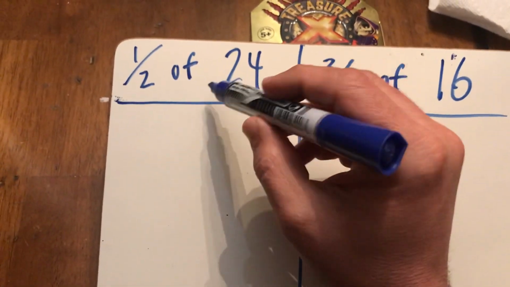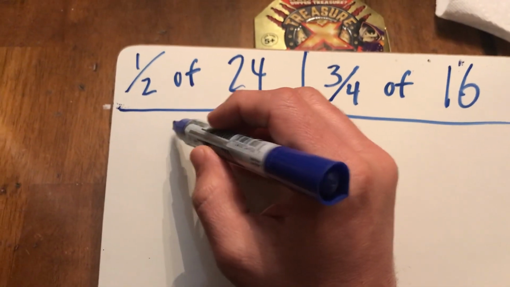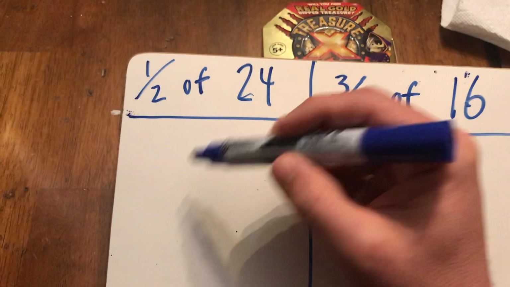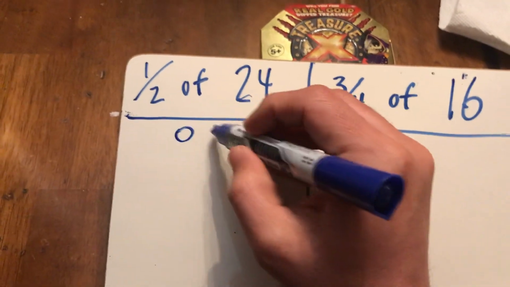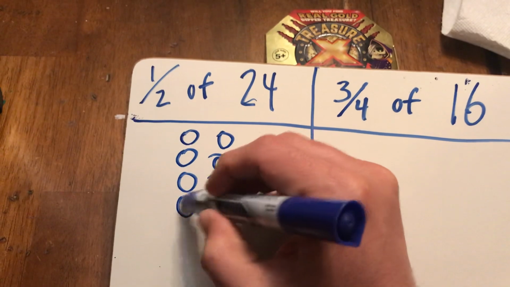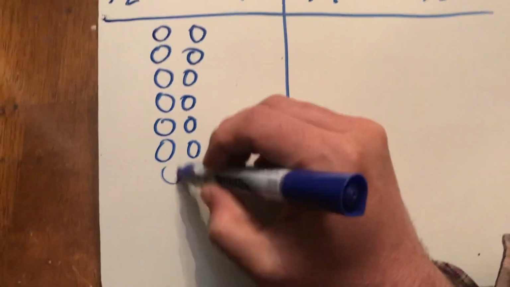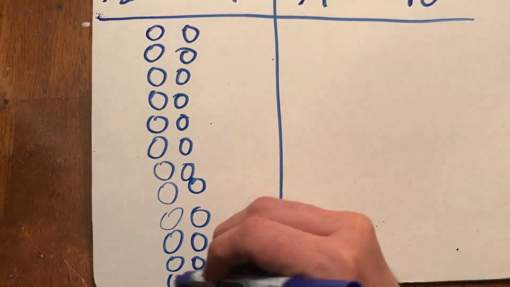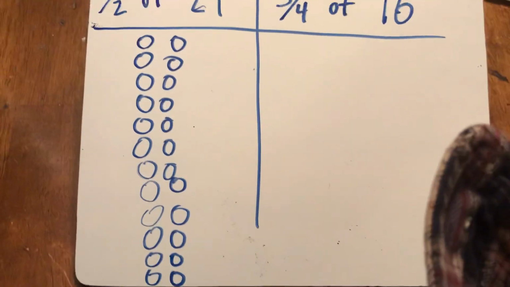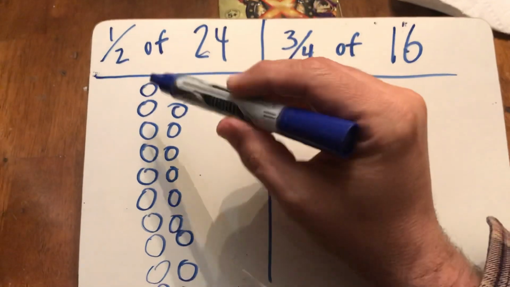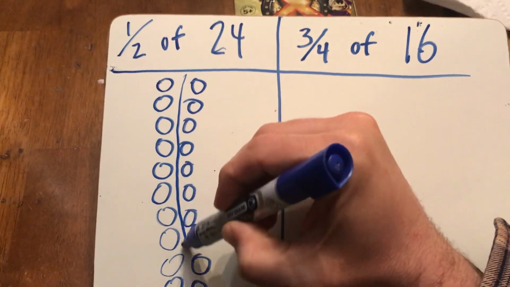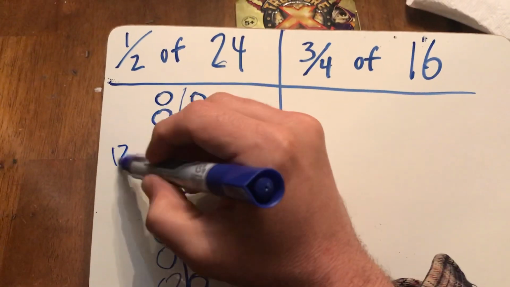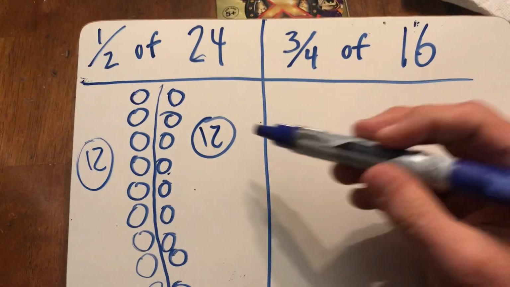But for our purposes here, I'm going to draw 24 by drawing groups of two columns until I get to 24. Like this: 1, 2, 3, 4, 5, 6, 7, 8, 9, 10, 11, 12, 13, 14, 15, 16, 17, 18, 19, 20, 21, 22, 23, 24. You can see I just drew 24, and I drew them in two groups. So I have two halves, and each of these halves has 12. So 1/2 of 24 is 12.